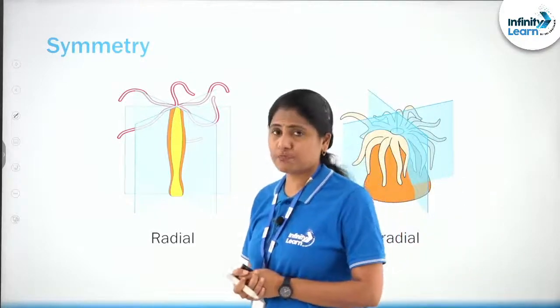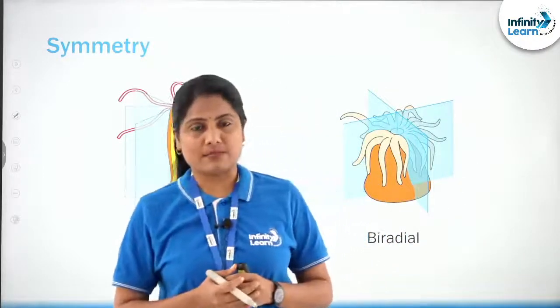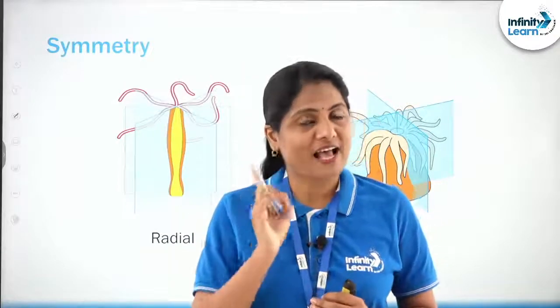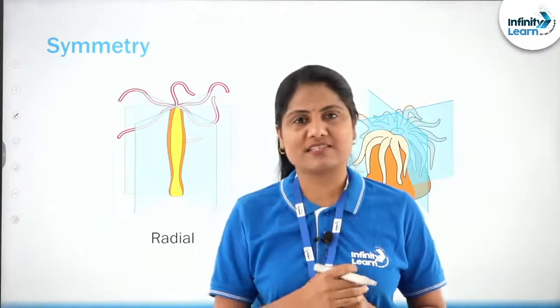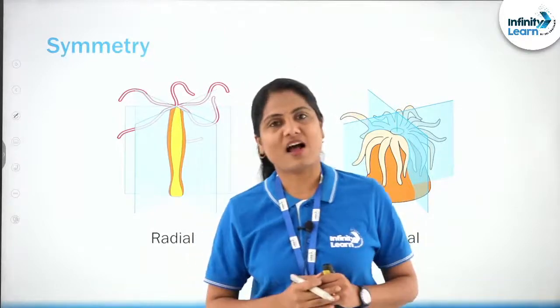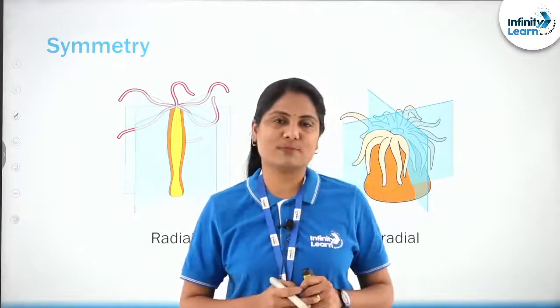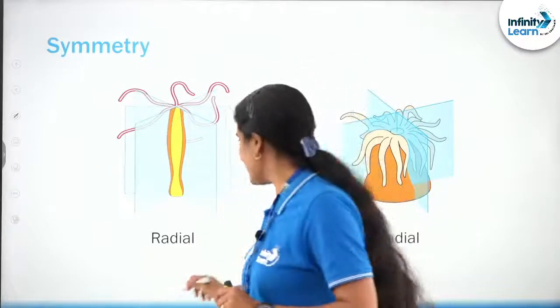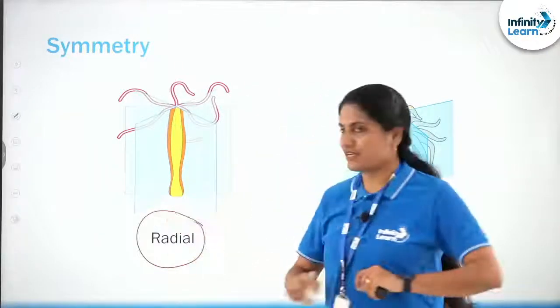And the symmetry. You cut these organisms by any plane of division, but as long as it is passing through the central axis, you get two equal halves. What do we call such a symmetry? We did discuss this before in basis of classification, that is radial symmetry, right?